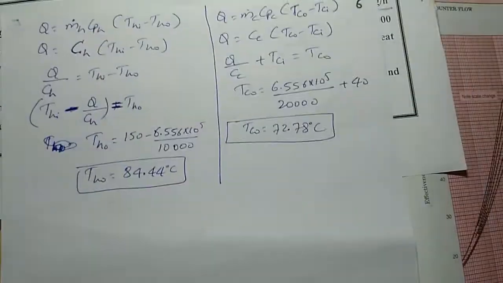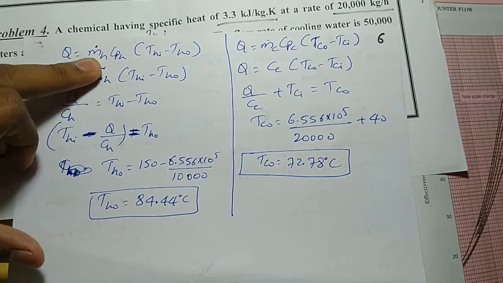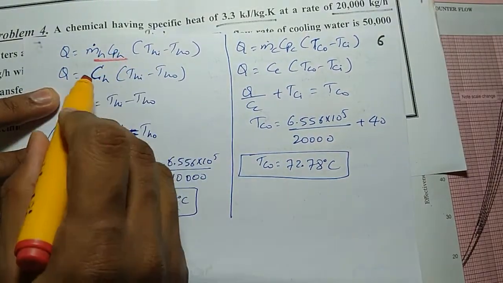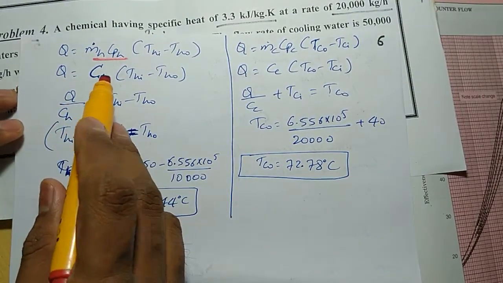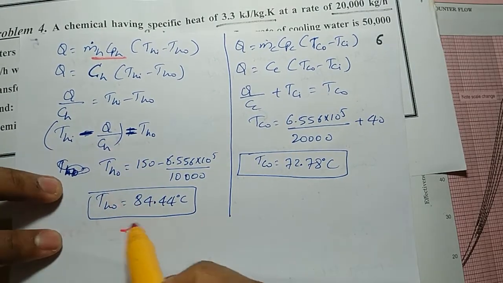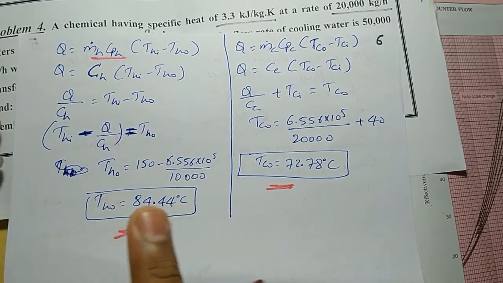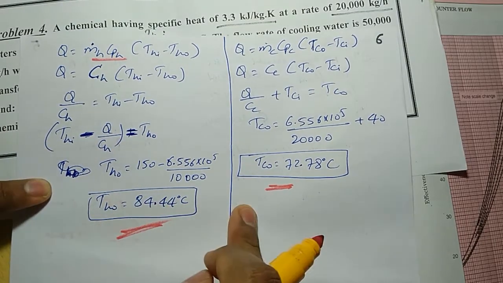In the same way here, Q is equal to m dot h Cph (THI minus THO). This one is the CH. Simply, THO is equal to THI minus Q by CH. Find out what is the THO, and then in the same way for the TCI. If you know the actual heat transfer, you can go through this one.